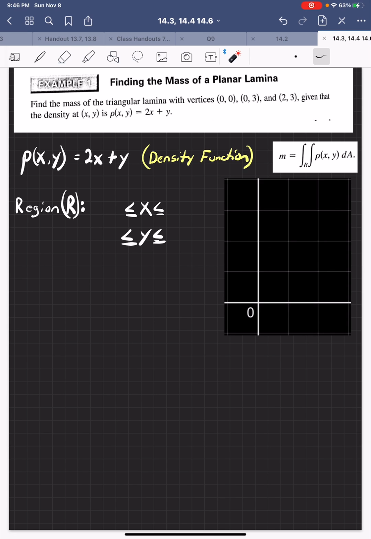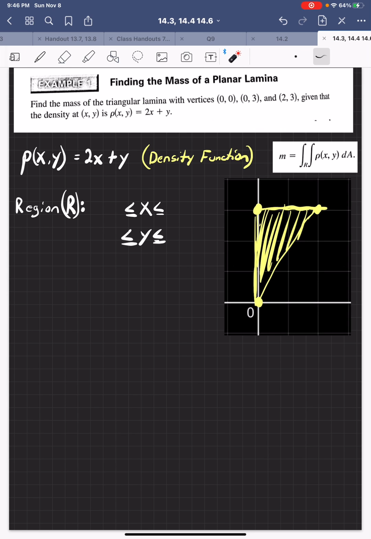So let me read. We would like to find the mass of the triangular lamina with the following vertices. Now I'm going to go ahead and regraph these vertices. So (0, 0), (0, 3), and (2, 3). So connecting my dots, this is the triangular lamina that we are seeking to find the mass of.